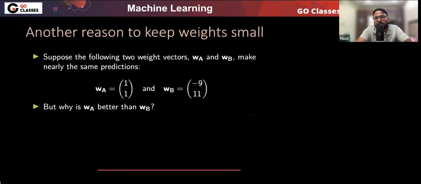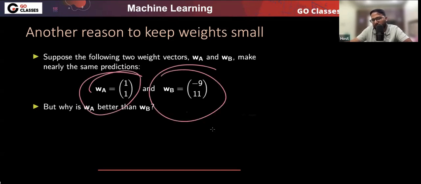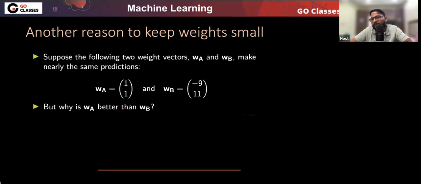What is that reason? The reason is that suppose the following two weight vectors WA and WB make nearly the same predictions. For example, this is giving nearly the same and this is also giving nearly the same. Can you tell me why WA is better than WB? Other than the previous reason, which is that the weights are less, can you tell me why? I mean, other than that it will overfit or something.